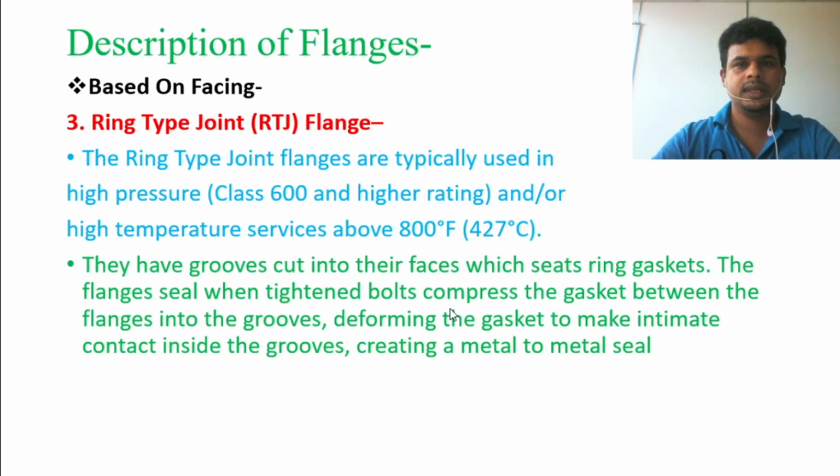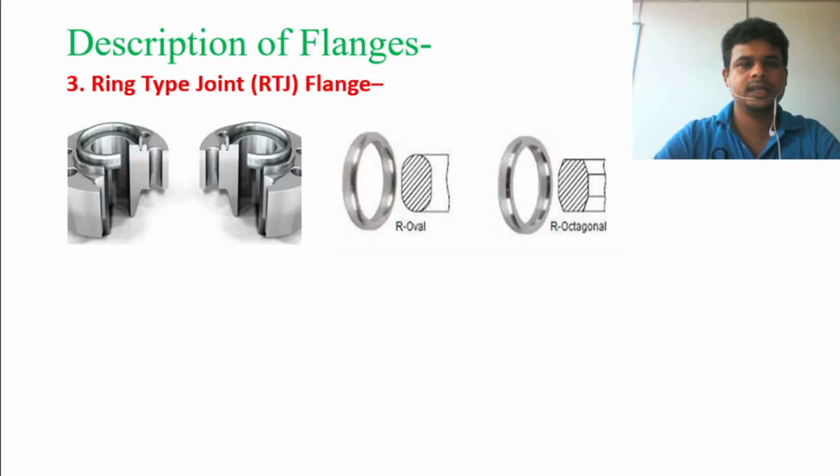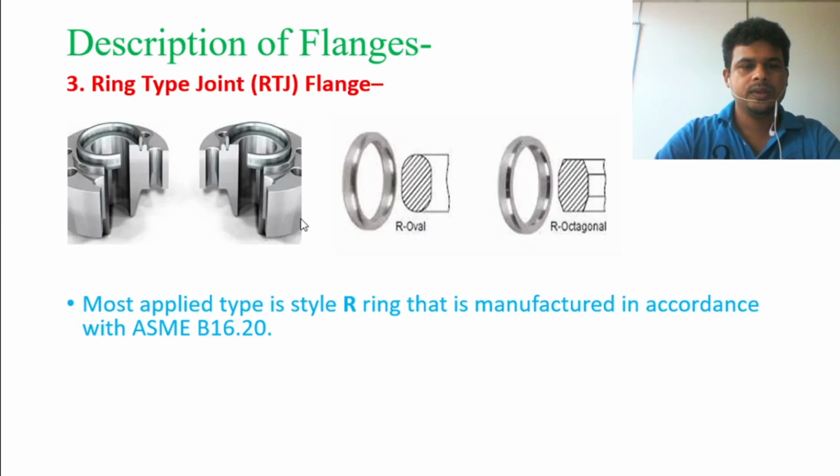So let's see the next slide. You can see here they are cutting the groove. This is the ring type gasket. You can see the R oval, R octagonal. So this one can be the oval size, or this one can be the octagonal size also. The most applied type is style R ring that is manufactured in accordance with ASME B16.20. So you need to refer to this code for this R.